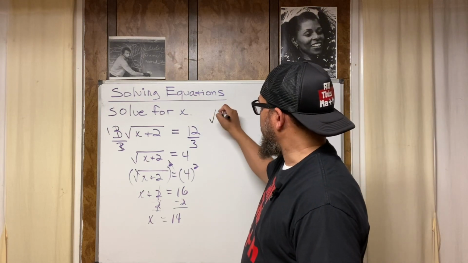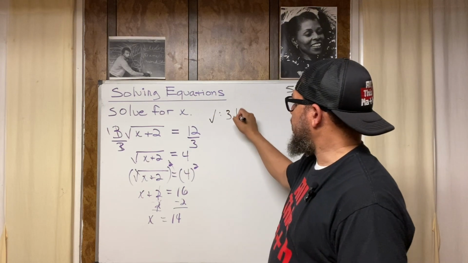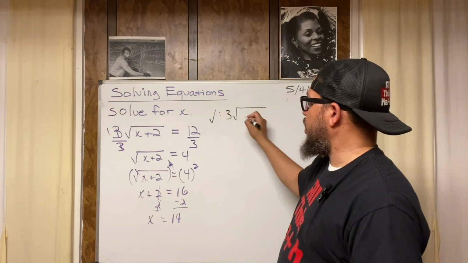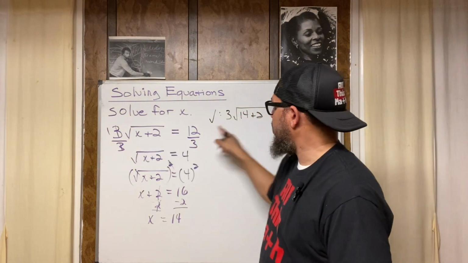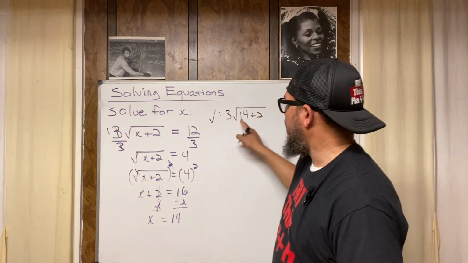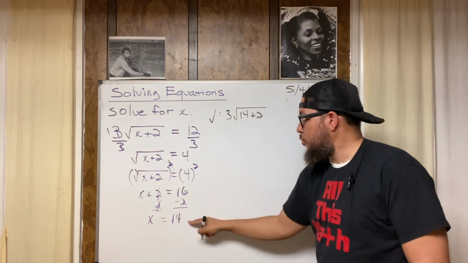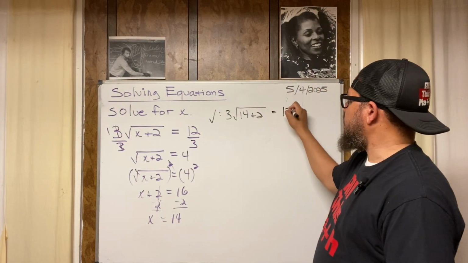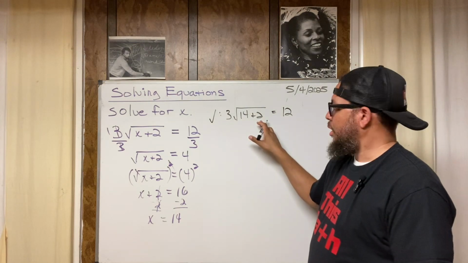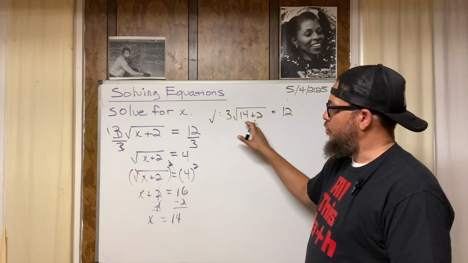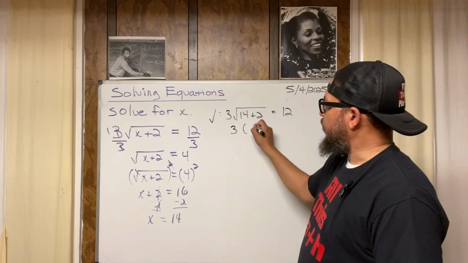All right, so we check our work. We do 3 times the square root of 14 plus 2. Look what I did. I replaced the x with 14, because we think x equals 14. This is equal to 12, and I want to see if that's true. Let's do the math. What is 14 plus 2? 16. What is the square root of 16? 4. So then we have 3 times 4.